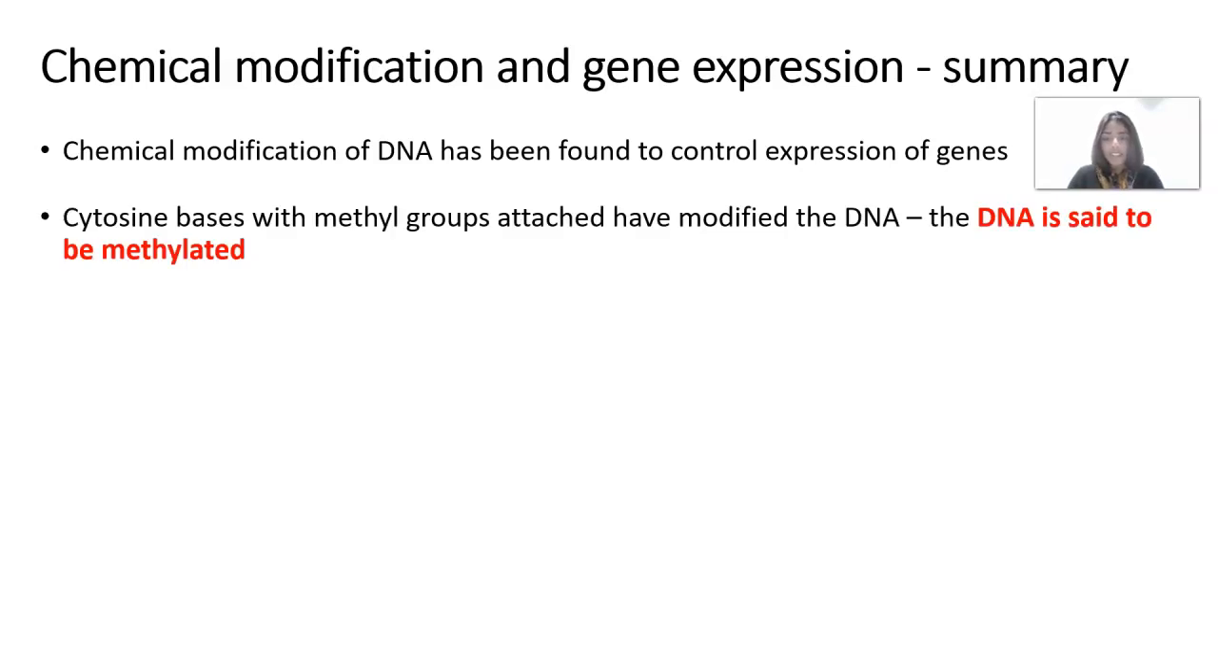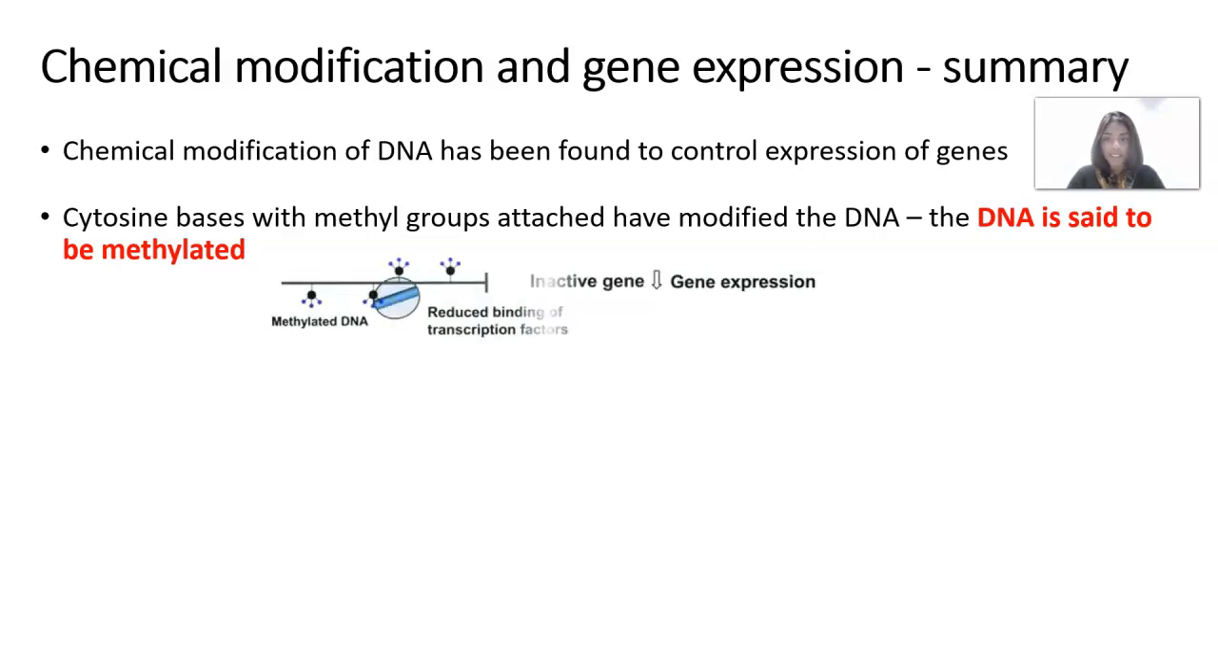Now we know that cytosine bases that have methyl groups attached to them will modify the DNA. And this DNA is said to be methylated. And what you can see in this cartoon diagram is that these little methyl groups stick up. So this line here is the DNA. It actually acts like a roadblock. And it prevents RNA polymerase from binding to that DNA because these methyl roadblocks are in place. Therefore, we cannot express a gene.